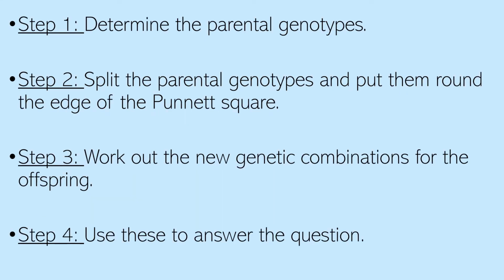Now we're going to talk through how we can create Punnett squares. We have 4 steps we want to follow. First, determine the parental genotypes, and then split the parental genotypes and put them around the edge of the Punnett square. Then we work out the new genetic combinations for the offspring, and we can use these new combinations to answer our question.